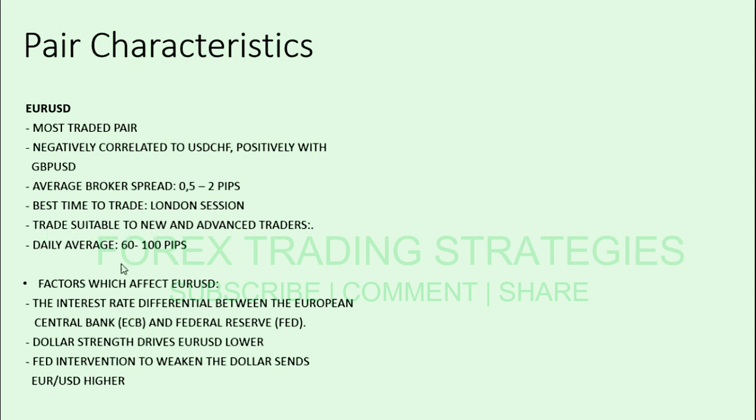Daily average moves from 60 to 100 pips. It moves from 60, it's the daily average. Daily doesn't mean that it moves 600 pips daily. It can move 250 pips a day. I recently experienced a trade like that, and it doesn't mean that it moves that much every day, but this is the daily average pips.